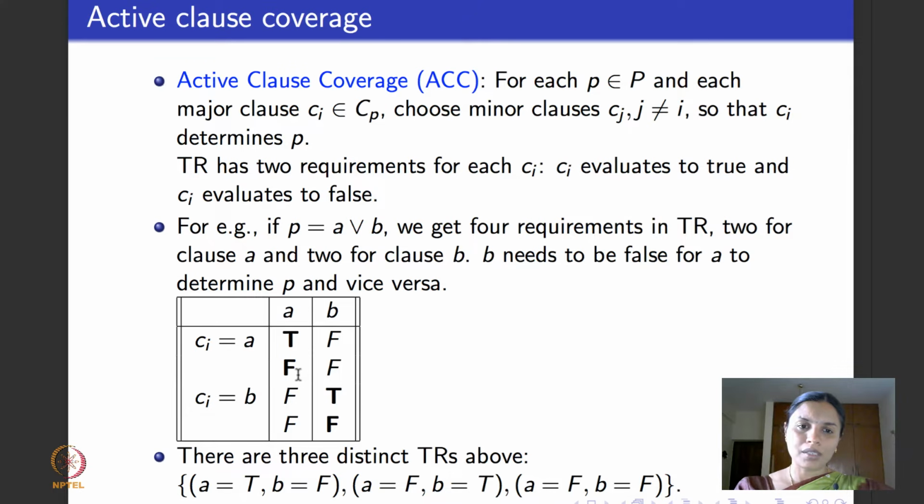If you see these four rows, they are not all different. There is a repeat. The second row and fourth row are repeats of each other. In both the second row and the fourth row, both A and B are false. So I remove it. If I remove it, I only get three distinct tests. One that makes A true, B false, which is the first row. The second one makes A false, B true, which is the third row here. And the third one, which stands for the combined second and fourth one, makes both A and B false.